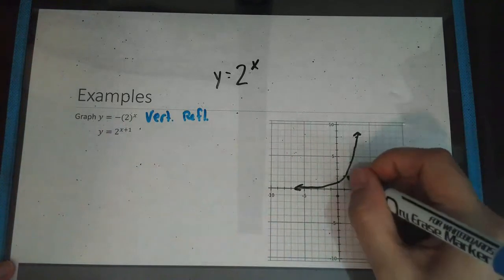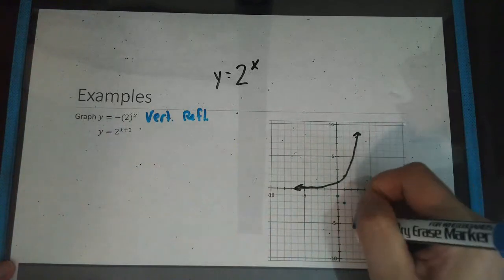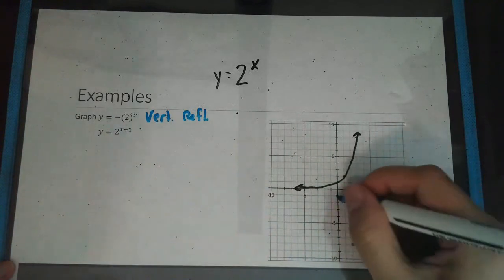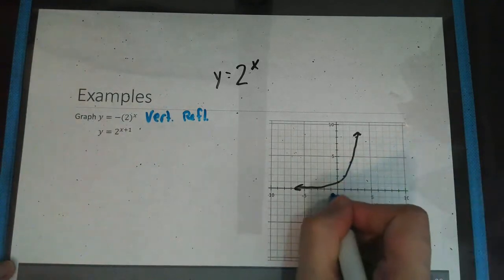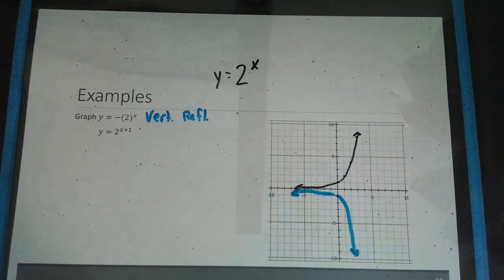So if I flip this over, it's going to look something like that. Can you see that reflection over the x-axis? That was a little bit easier than trying to graph the function by finding all the different points. Let's see if the other one works this way.